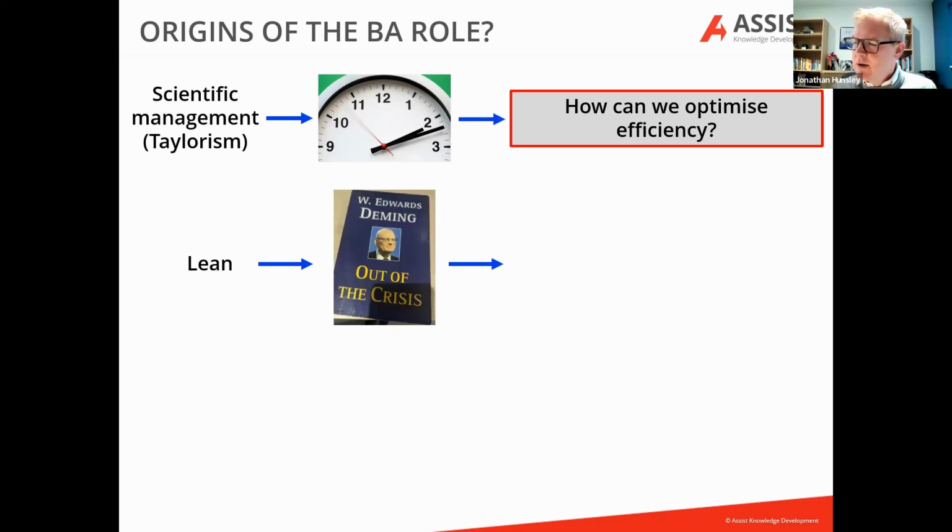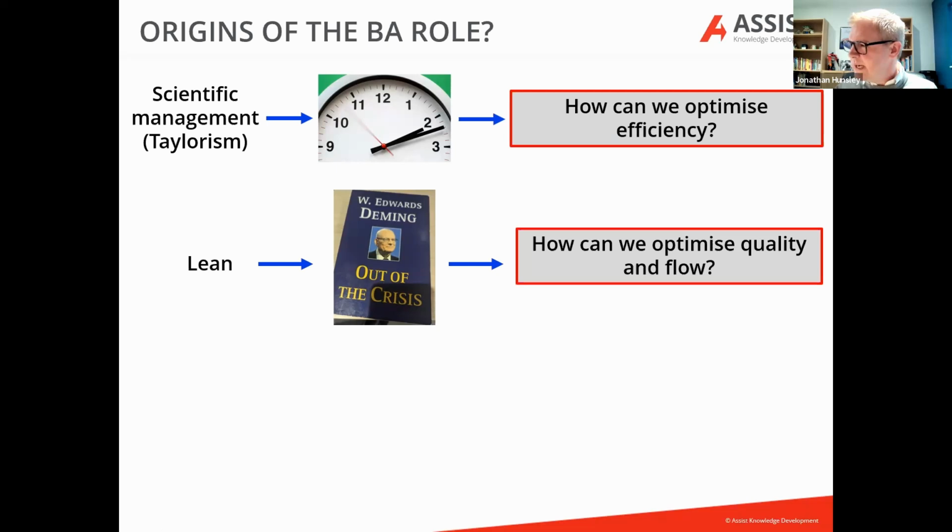The other key origin is the lean school of thought. So people like Deming, revolutionizing Japanese industry post-World War II, really looking at optimizing flow and quality, enhancing the customer experience, really looking at the voice of the customer. I can see a strain in terms of that being part of the evolution story of business analysis.